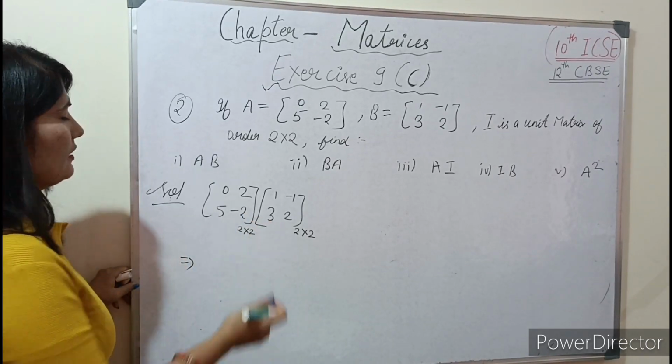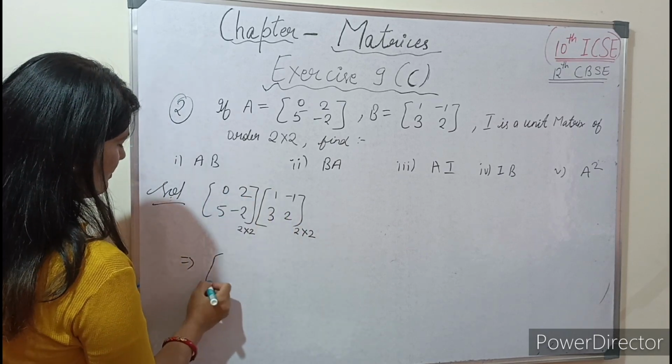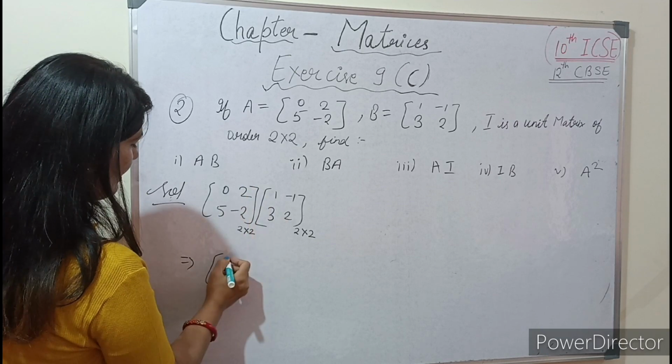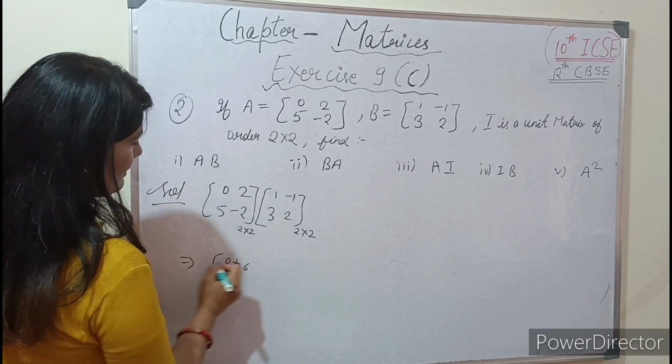So the rule is that row multiply by column. So 0 multiply by 1, first mark the bracket. 0 multiply by 1 is 0 plus 2 multiply by 3 is 6.